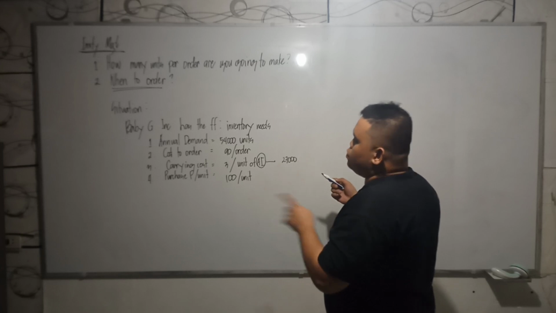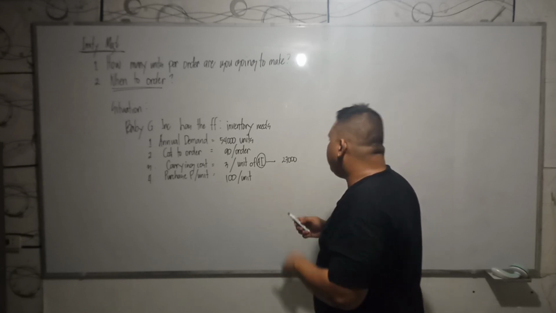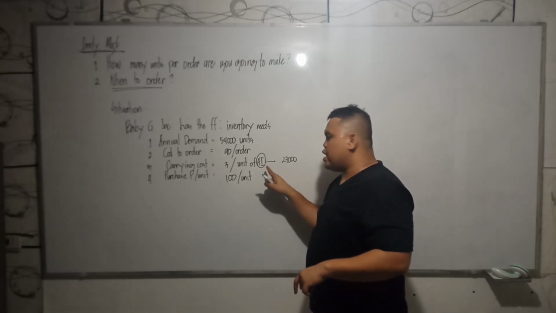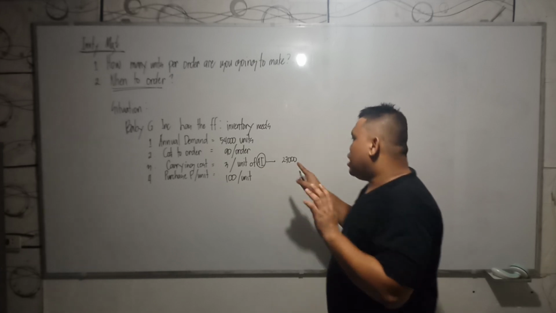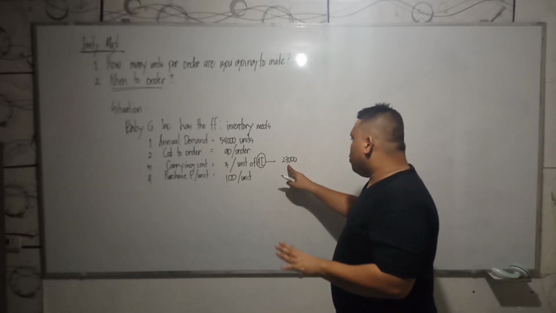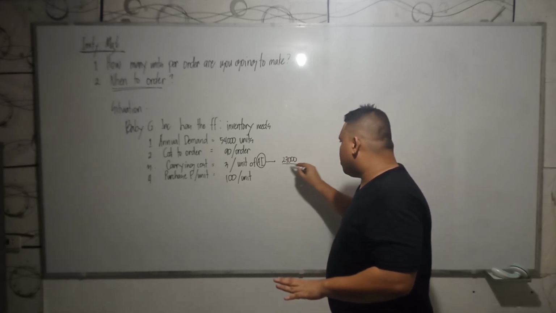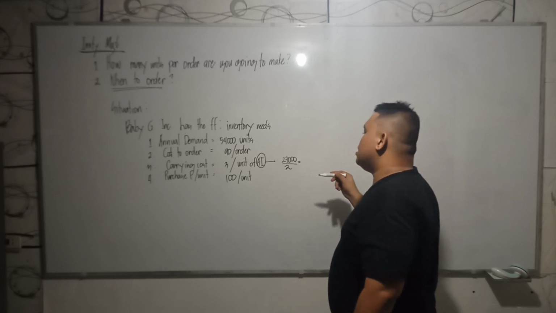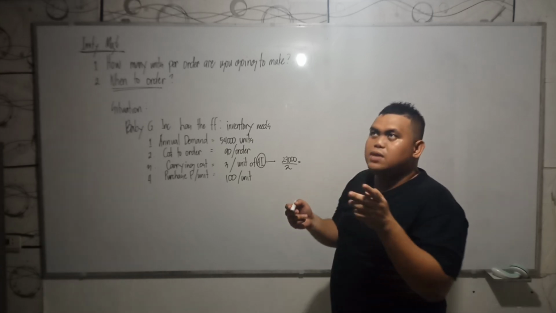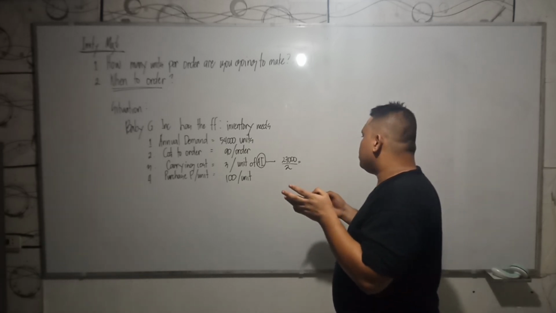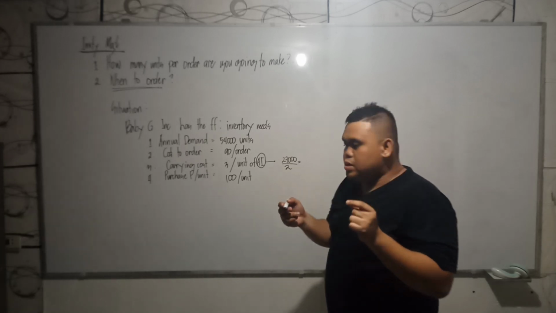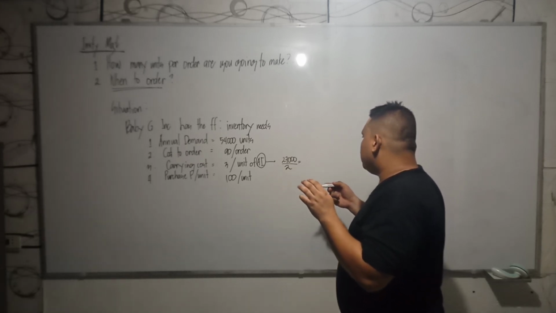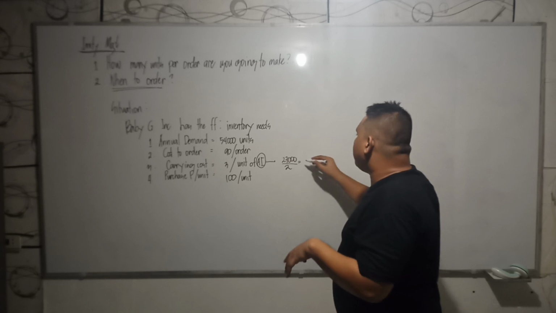So how do you compute the carrying cost? Again, you should base it on the average inventory. And how do you get it? Your order size divided by 2. That's the average inventory. So 27,000 divided by 2 is 13,500.